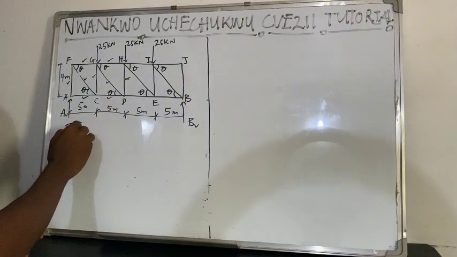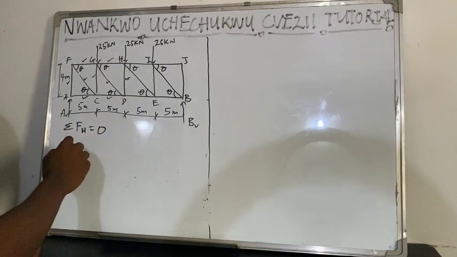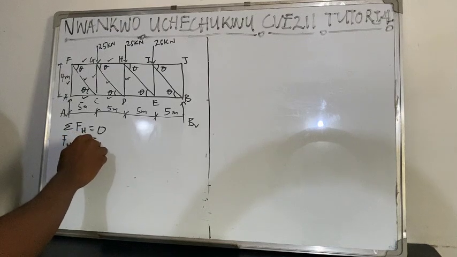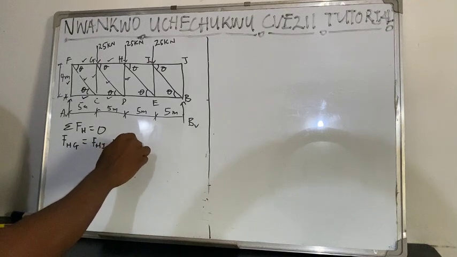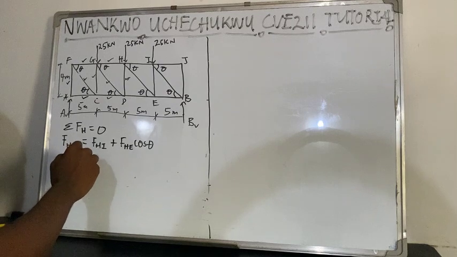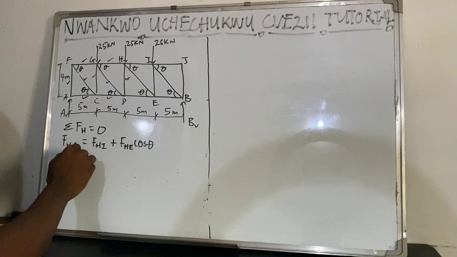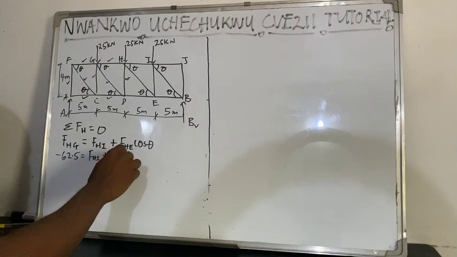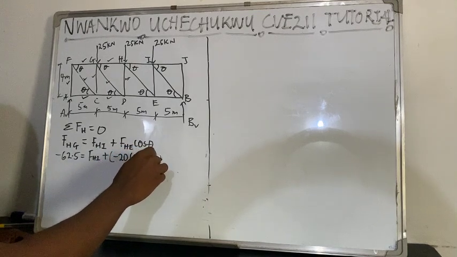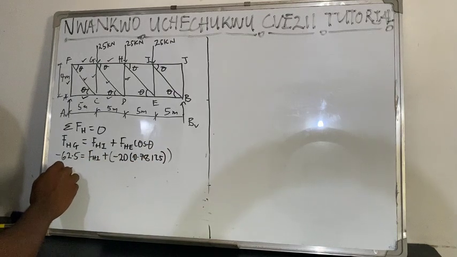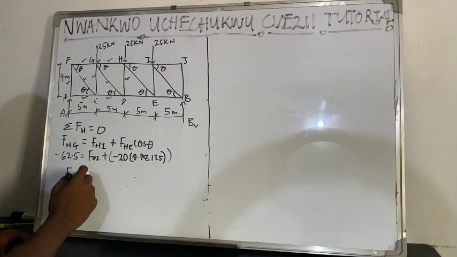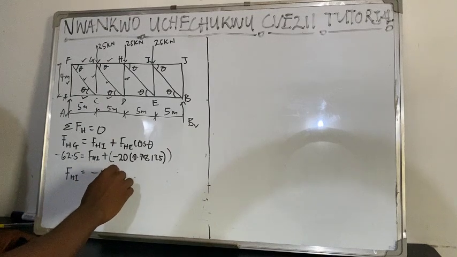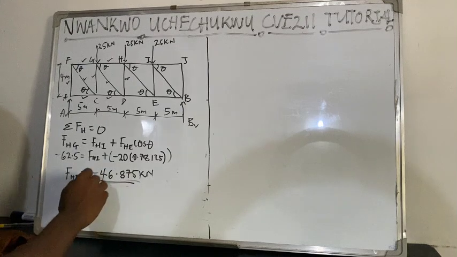So let's get to the summation of horizontal forces. So we already know that FHG is equal to FHI plus FHE cos theta. So we already know FHG as what? Minus 62.5. FHI is unknown, and FHE is minus 20. We know that cos theta is 0.78125. Now, simplifying this, you have FHI is equal to, so like I said, that will allow us to be working with our calculators, minus 46.875 kilonewtons. Please confirm that this value is correct.